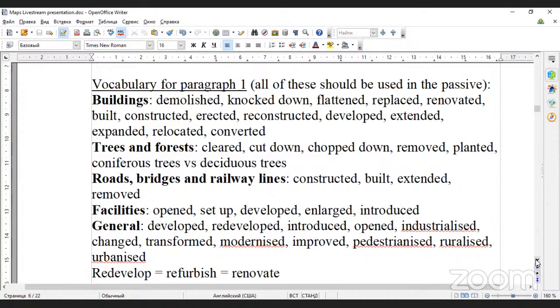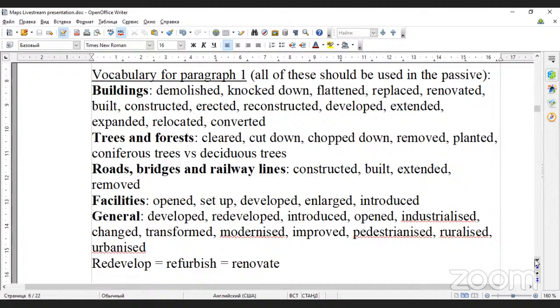That's what I can also say. Or it can be ruralized. Maybe it was a forest, but it became a village. So it was ruralized or urbanized. It became a city. Sometimes to describe these changes, you need two or three words, and that's redevelop, refurbish, renovate.